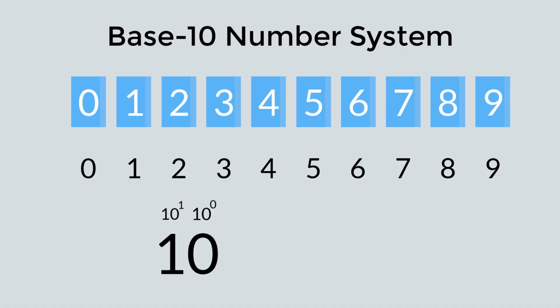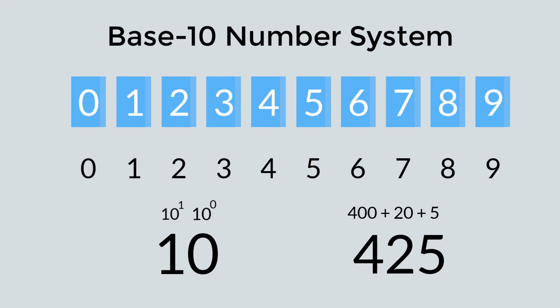For example, the number 425 means 4 hundreds, 2 tens, and 5 ones. So we can write it as 4 times 10 to the power of 2 plus 2 times 10 to the power of 1 plus 5 times 10 to the power of 0.